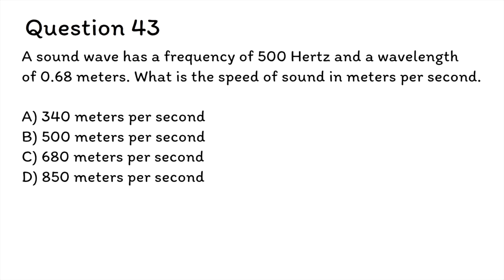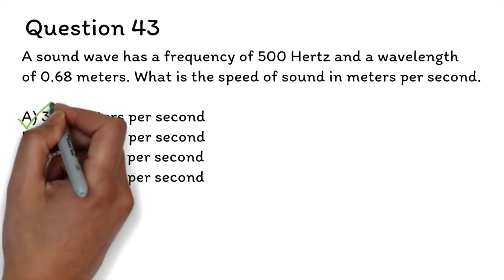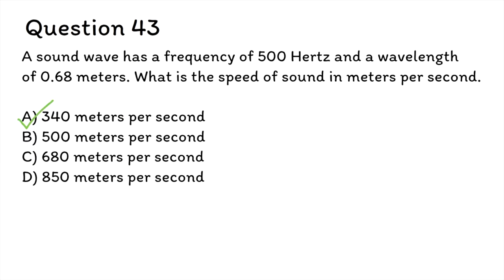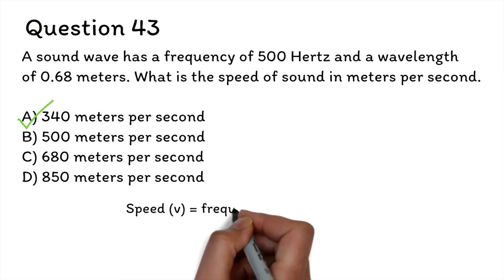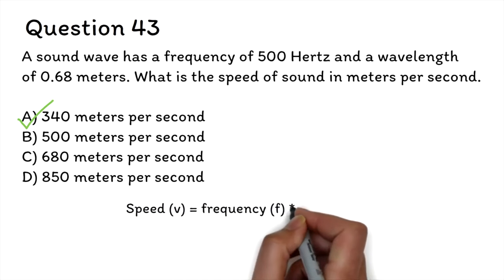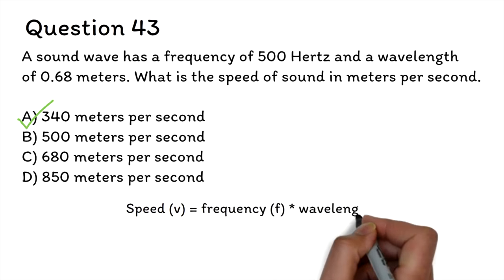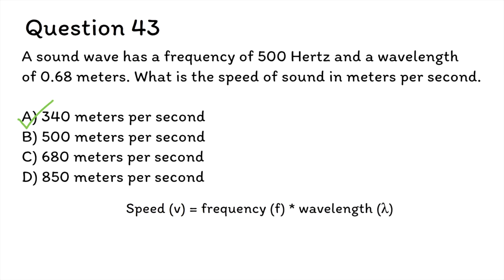A. 340 meters per second. B. 500 meters per second. C. 680 meters per second. D. 850 meters per second. The correct answer is A. 340 meters per second. The speed of sound in air can be calculated using the formula V equals f times lambda, where V is the speed, f is the frequency, and lambda is the wavelength.